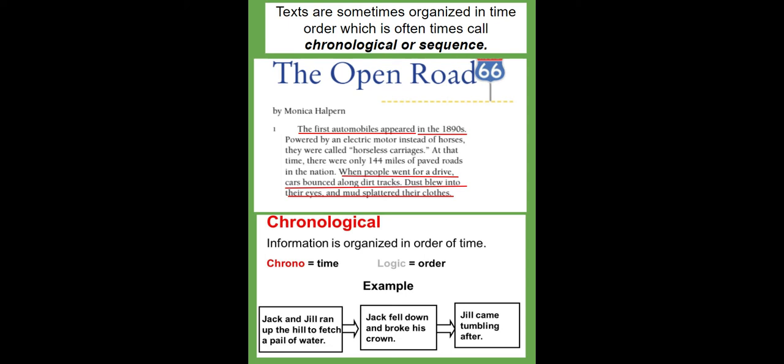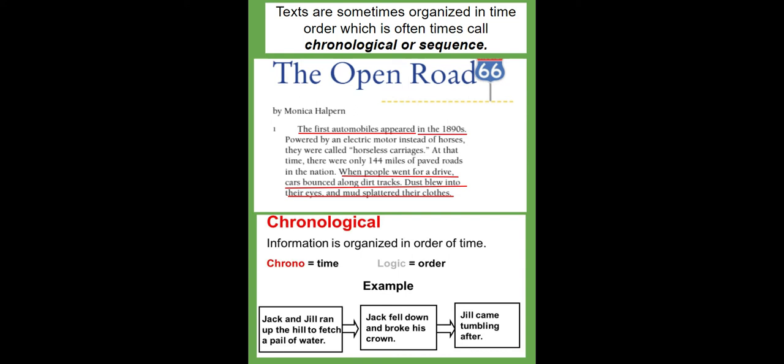Let's take a look at the first paragraph of our story, The Open Road, Paragraph 1 by Monica Halpern. When I'm looking for a story that's written in chronological order, I'm looking for dates or clues that are telling me when the event is taking place. So let's take a look at paragraph number 1. The first automobiles appeared in the 1890s. I noticed right away in that first paragraph, that first sentence, that it gives me a date in the 1890s.